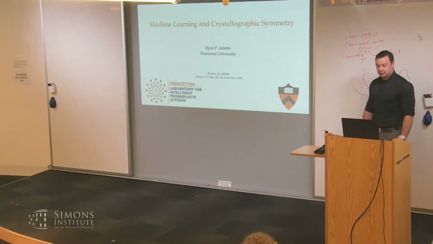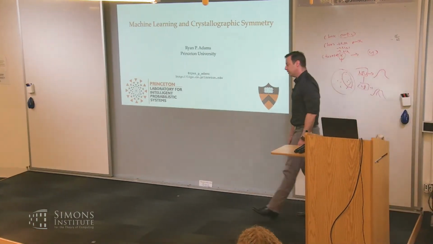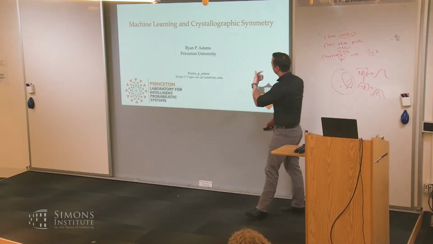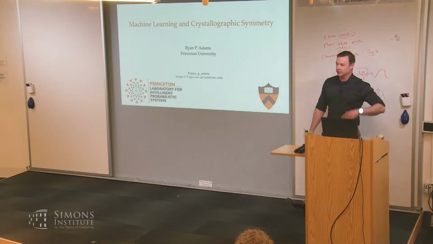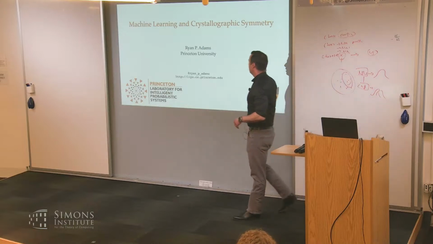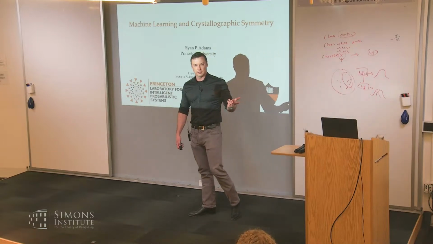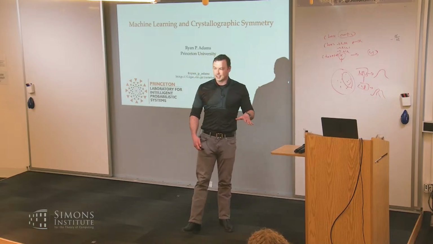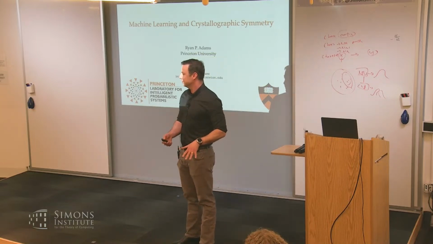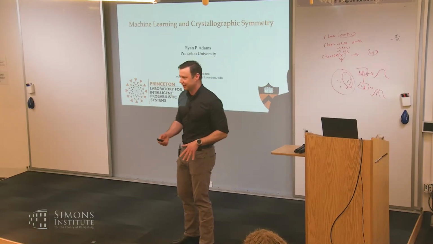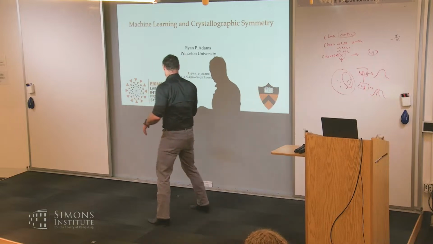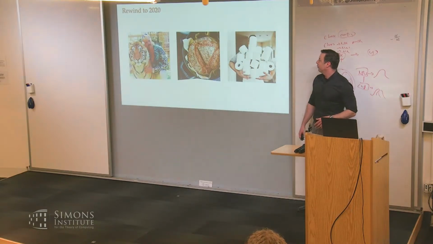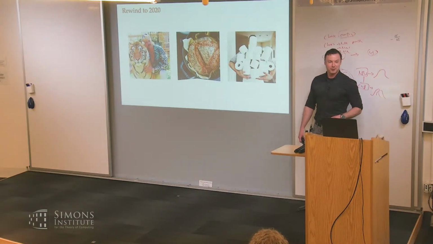So I'm going to tell you about some work that I've been thinking about lately on machine learning and space group symmetry. I'm calling it crystallographic symmetry to summarize things across different dimensions. I'm going to start in an unconventional way and tell you the history of how this project came into being, because it has a funny origin story. For that story, I want to rewind you to 2020.